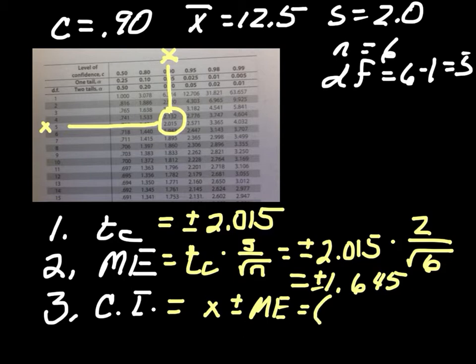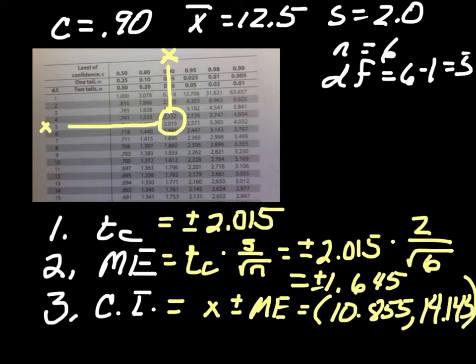And so the lower bound is listed first. Our sample mean is 12.5, and I'm going to subtract 1.645, and I get 10.855. And then I take 12.5 plus the margin of error, which is 1.645. And that gives us 14.145, and that is our confidence interval, our 90% confidence interval.